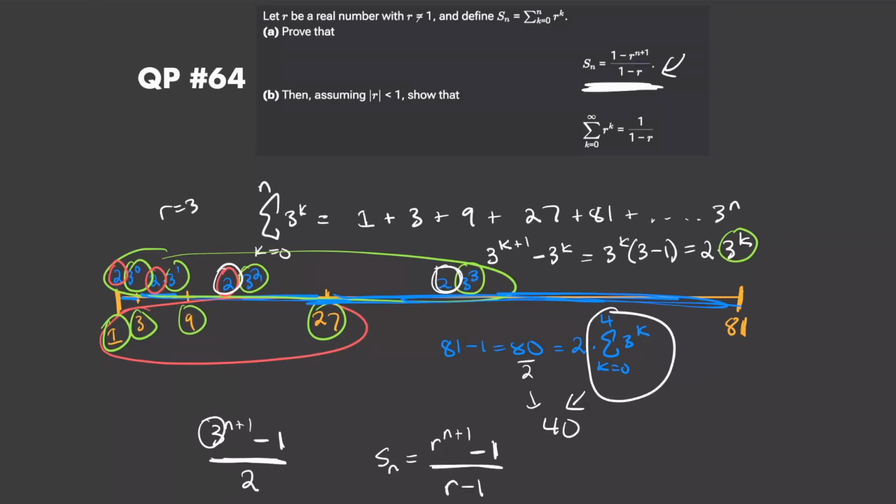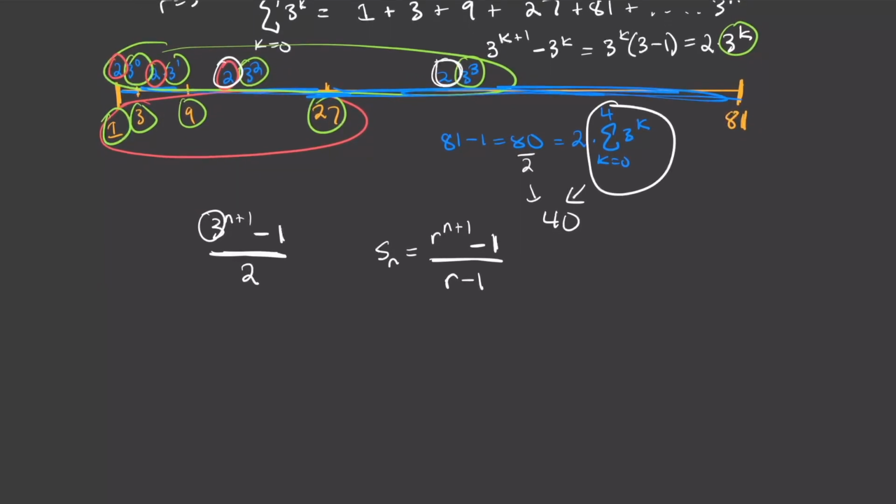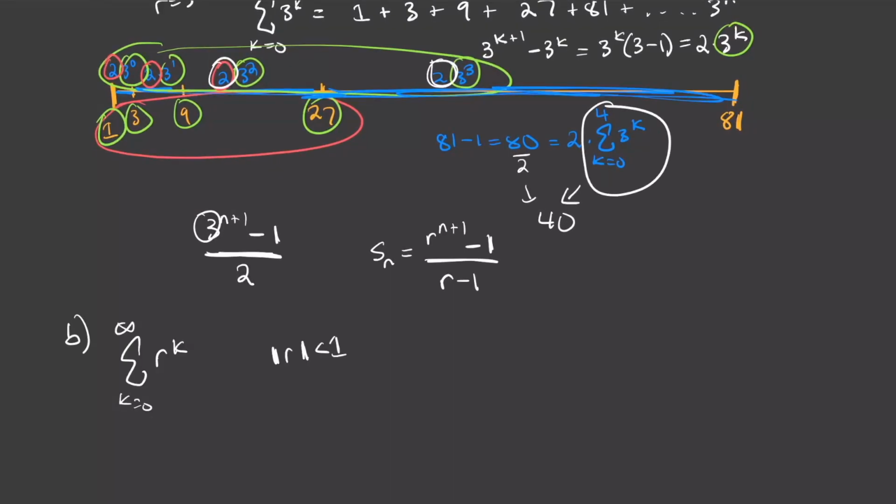So that's visually how you think about this formula. You could also prove it by induction, but not really worth our time. It's pretty simple, but let's go on to part B, which should be trivial now that we know this. So now in part B, instead of summing up the first n terms, we're summing up infinitely many of them.